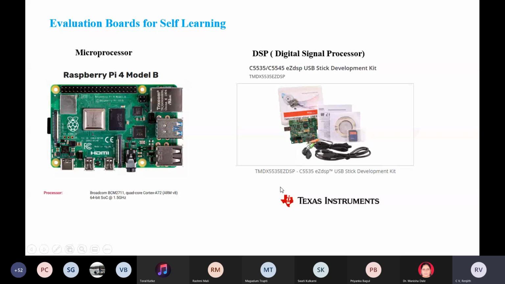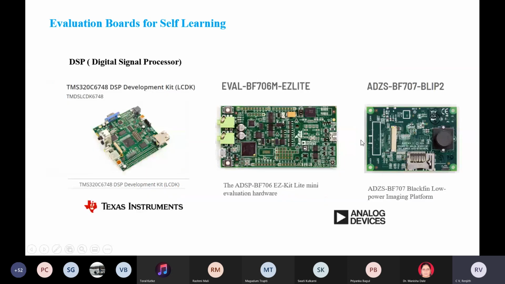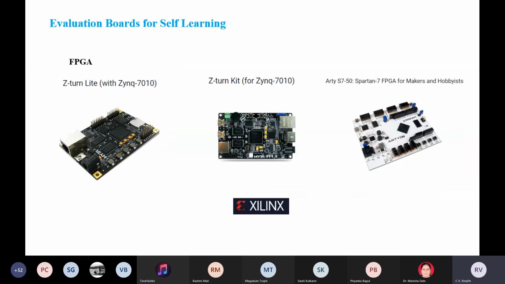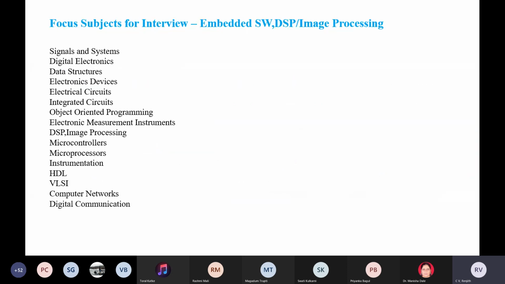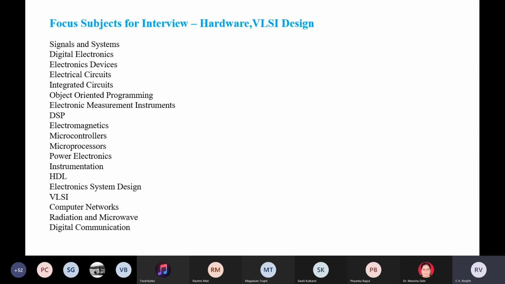You can also buy some evaluation boards for your project or learning purposes, like microprocessor Raspberry Pi boards, which are good. It's with an ARM processor. For DSP, you can buy the 54 or 67 series from TI, or Blackfin from Analog Devices, etc. For FPGA, you can buy the board from Xilinx or Intel. As I told you, you need to have good knowledge in electronics, signal processing, etc. if you want to work in software. In the same way, to work in hardware, you need to have good knowledge in electronic subjects, DSPs, processors, FPGAs, and electromagnetics, etc.